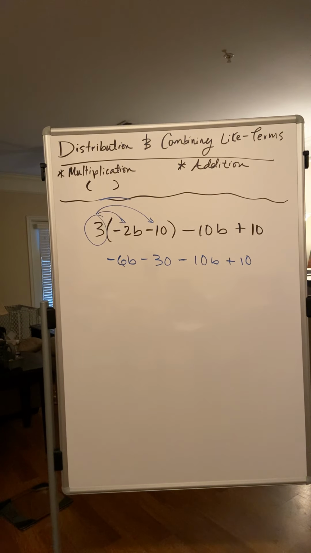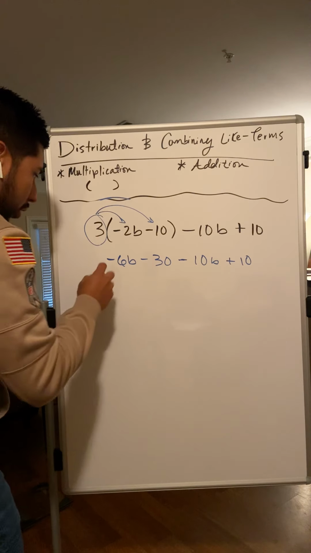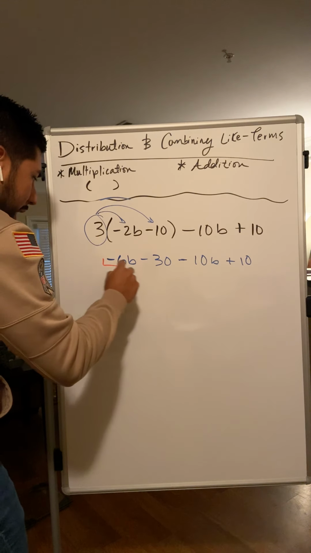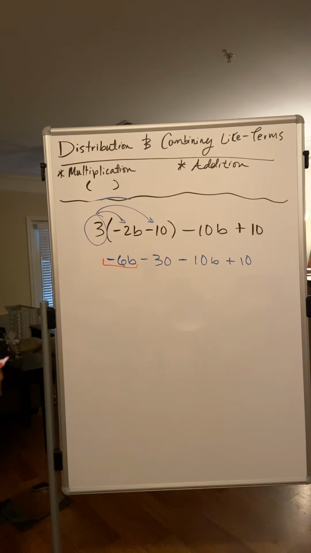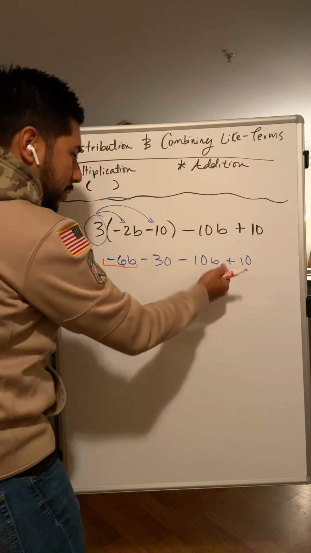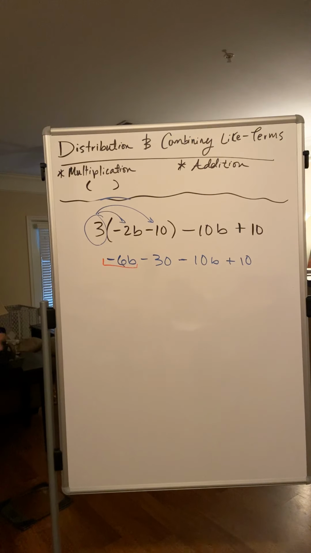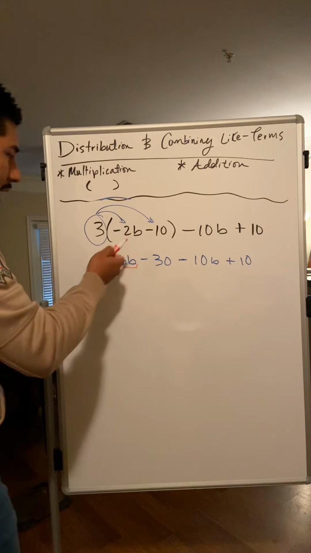All right, all right, all right. Now we get to do some combining like terms. We're adding the same partners. Pretty good stuff. All right. Who should I add to negative 6b? Think for a second, pause the video, and make sure you know who else has that b. Is it negative 30? Is it negative 10b? Or is it positive 10? Think about it real quick. Whoever has that b is the person I'm adding to negative 6b.